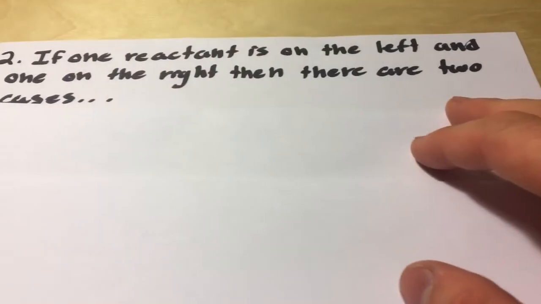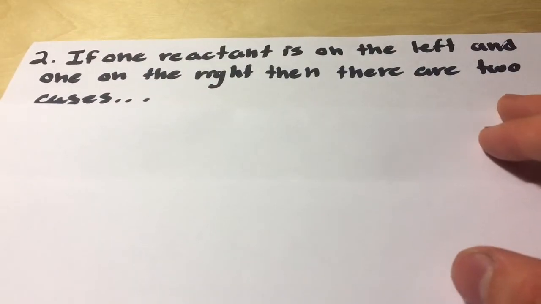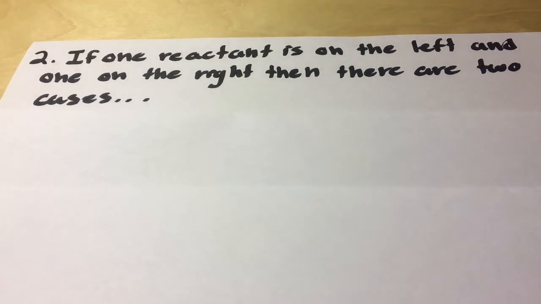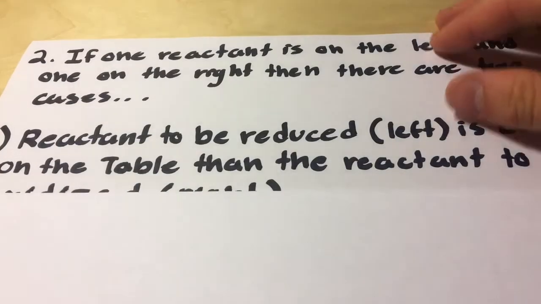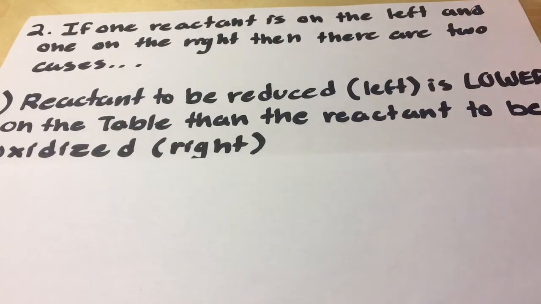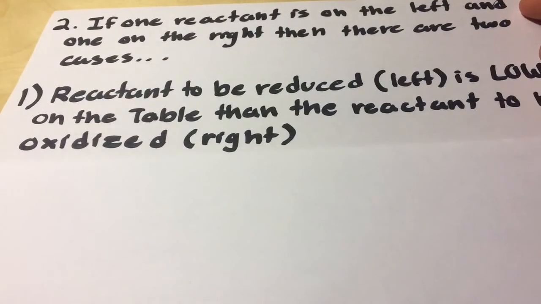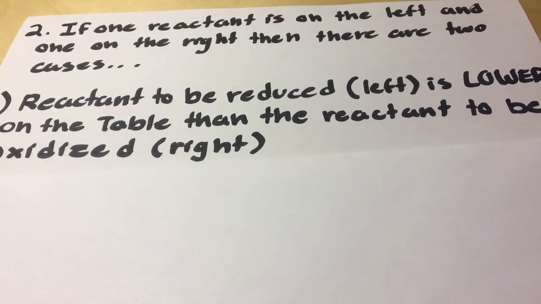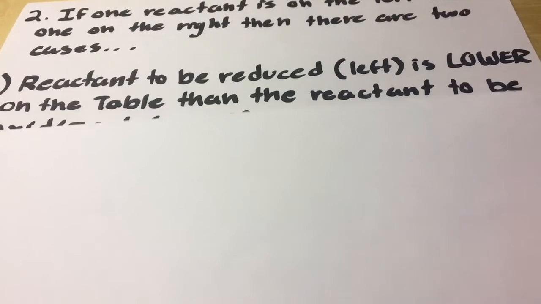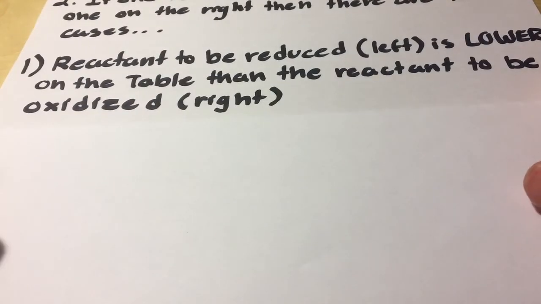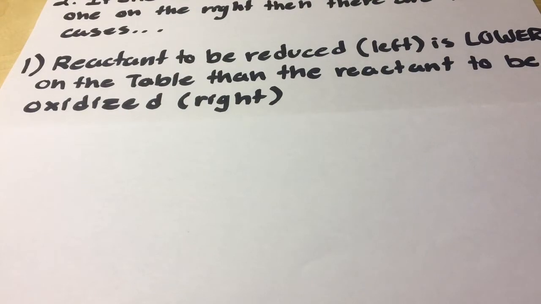The second case we may encounter is if one of the reactants is on the left and one of the reactants is on the right, therefore one on each side, then there are two possible cases. If the reactant to be reduced on the left is lower on the table than the reactant to be oxidized on the right, then no spontaneous reaction will occur.